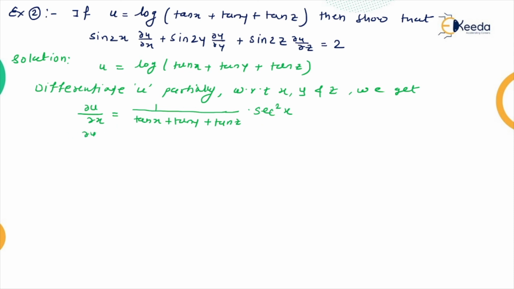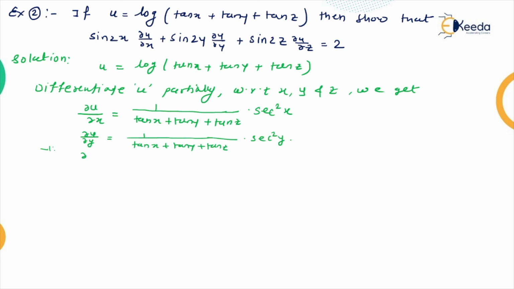Also you have to take the differentiation of u with respect to y. It will be written as 1 upon tan x plus tan y plus tan z, and we differentiate with respect to only y, keeping the other variables constant. Tan x is a constant and tan z is also constant. Just write the derivative with respect to y, that is sec square y.